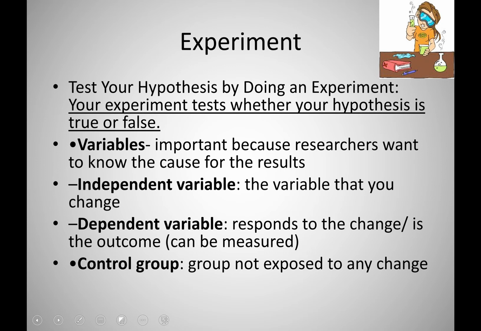So you have independent, dependent, and control. Independent is by itself. It's what you control. It's what you are changing in the experiment. Dependent happens because of the independent. Control is something that stays identically the same.